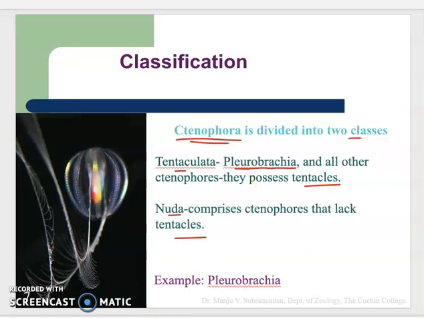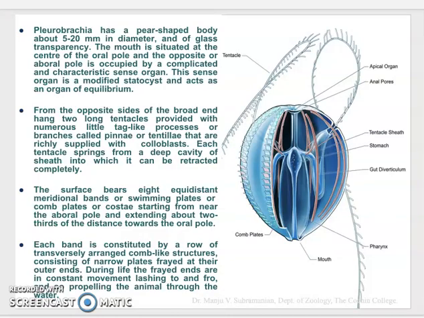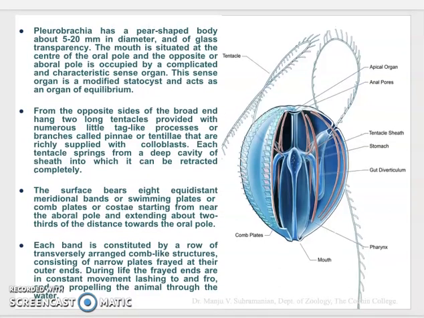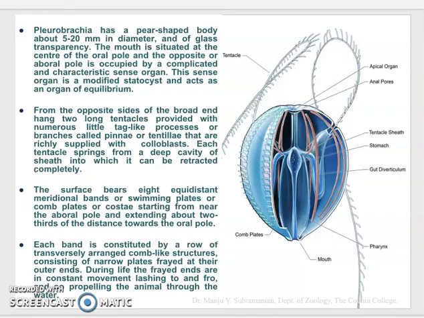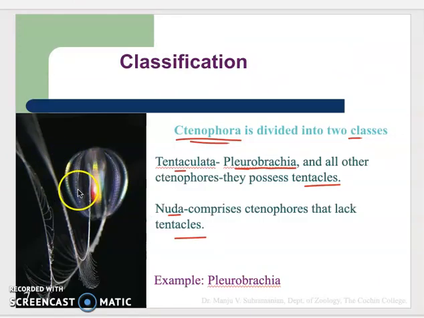So let's begin with Pleurobrachia. As you can see, they are called comb jelly. They are also called the sea walnut or the sea gooseberry because of its shape. These are planktonic forms inhabiting the surface of water, and the body is pear-shaped, biradially symmetrical, transparent and gelatinous. As you have seen in the previous slide, this is a gelatinous transparent organism.